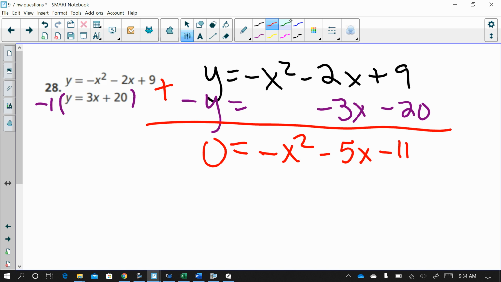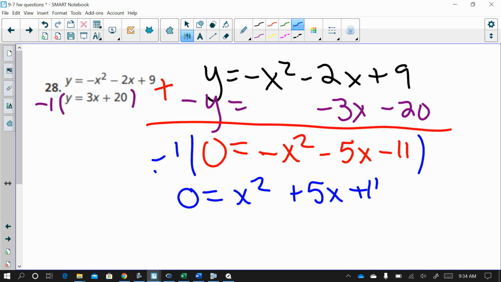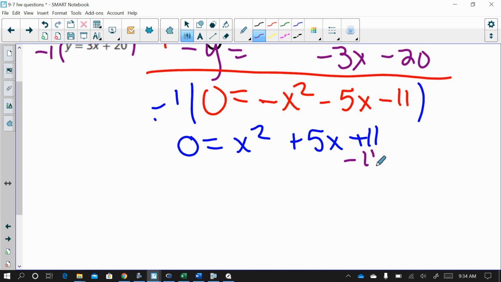First thing, I don't like my x squared to be negative, so I'm going to multiply everything through by a negative 1. So 0 equals a positive x squared plus 5x plus 11. Now I've got to figure this out. I can't think of two numbers that multiply to 11 and combine to make 5, so let's complete the square. First thing I should do is subtract the 11. Negative 11 equals x squared plus 5x. Throw your boxes in there.